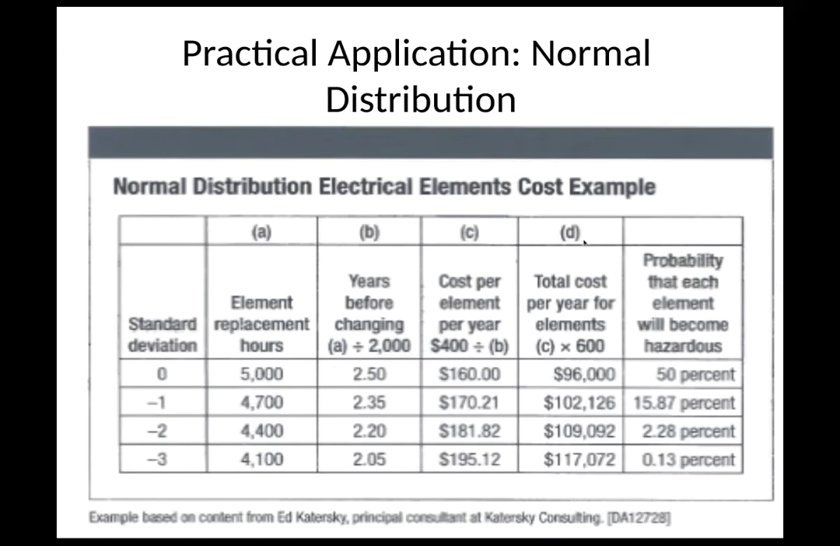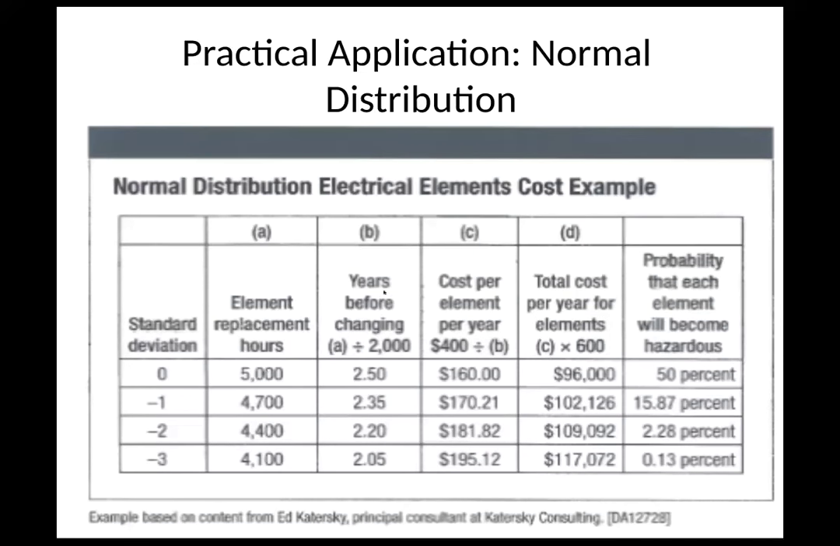So this is going back to that standard distribution slide, or normal distribution. And we have our standard deviation. We looked at the hours. Remember we said, and again, it's only focusing on the replacement, the lower hours. So expected is 5,000. One standard deviation is 4,700. We have 4,400 hours at two standard deviations, and at three standard deviations, it's 4,100 hours. And this is the years before changing.